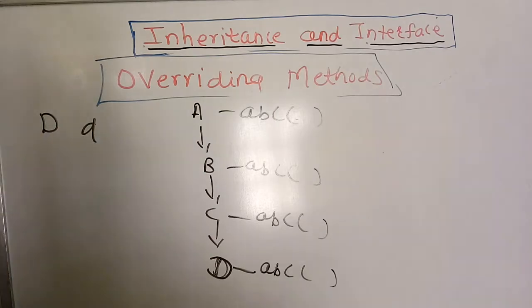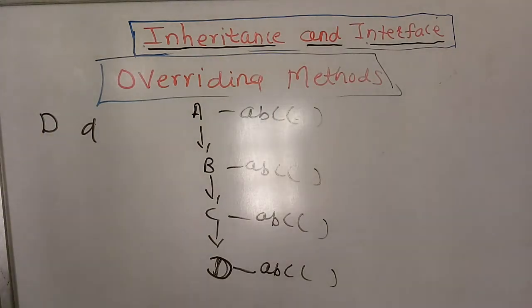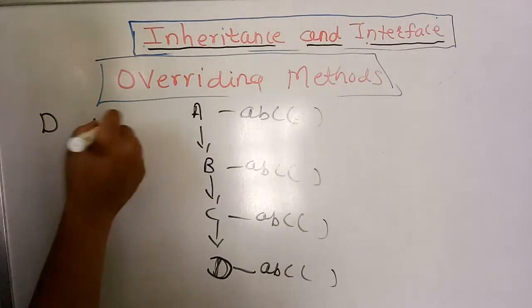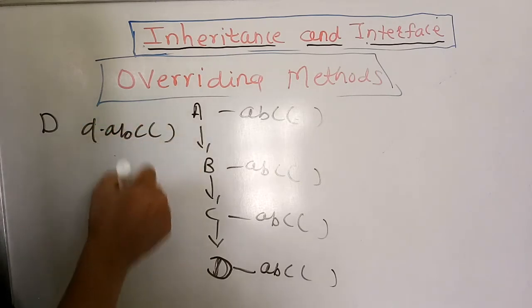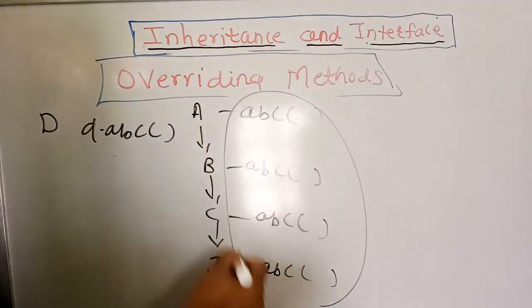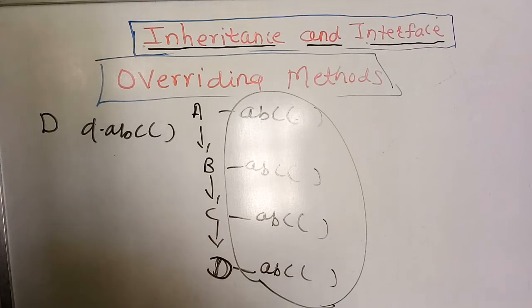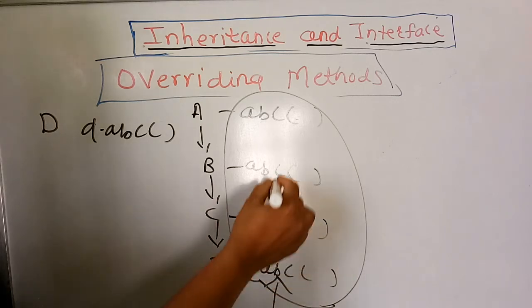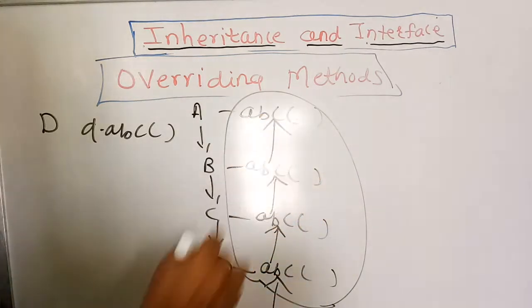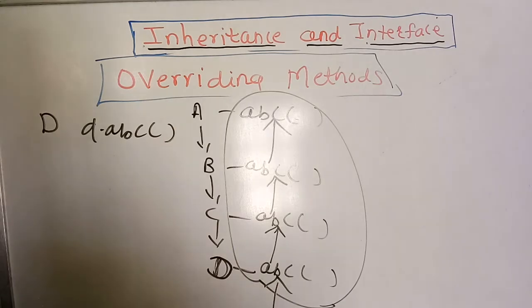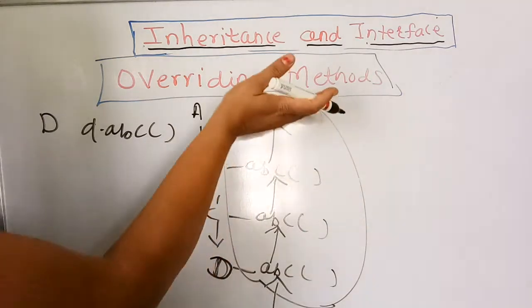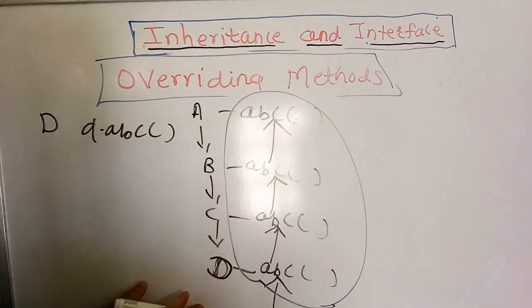Means the class D's object is created, for example D. So it will call D.abc, D.abc 4 times. But how will it search? First of all, it will try to map this with the child class, then the super child, then another super child, and then the base class. Means it starts from the bottom to search that method.